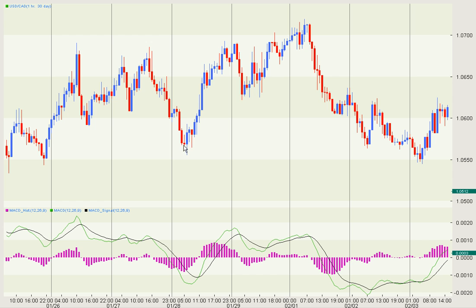How about right here? This was old support. Did it hold? Held pretty darn nice, didn't it? So great. Even taking profit down here was over 80 pips with a 20 pip risk. That's a 4-to-1 on your reward to risk.